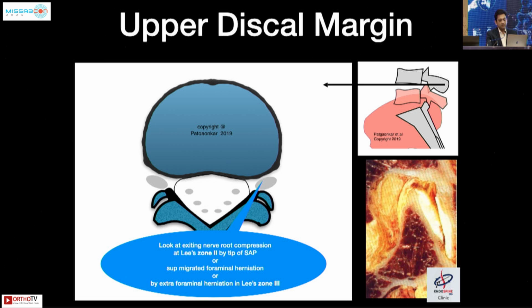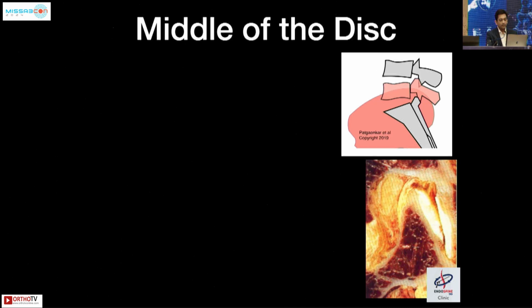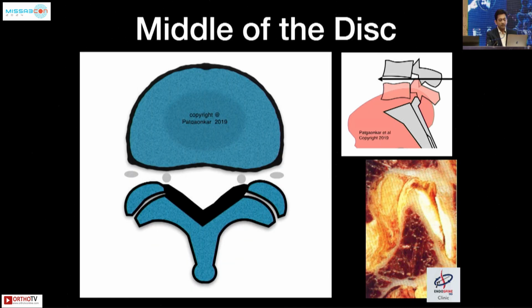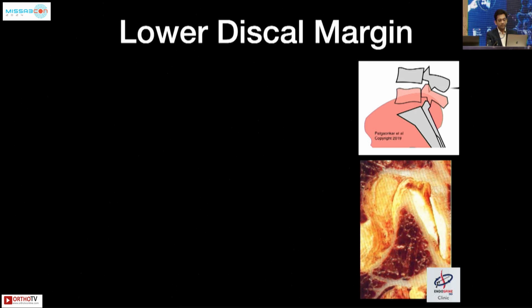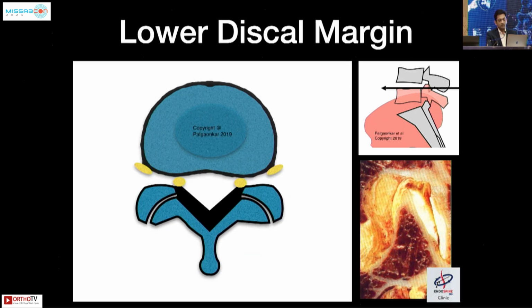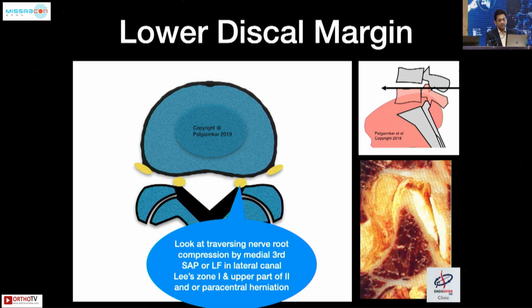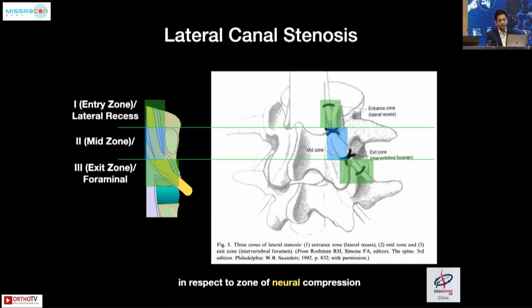When we see the discal level cuts, we normally look at the traversing nerve root, and whether the compression is a paradiscal or paracentral disc herniation, or Lee's zone 1 or zone 2 stenosis of the ligamentum flavum. When we see the lower discal margin cut, we look at the traversing nerve root to see whether it is compressed by the medial third of the SAP or by ligamentum flavum stenosis in Lee's zone 1 or zone 2 area. We should also see the posterior nerve root compression because of ligamentum flavum stenosis, whether it's in zone 1, 2 or 3 area.